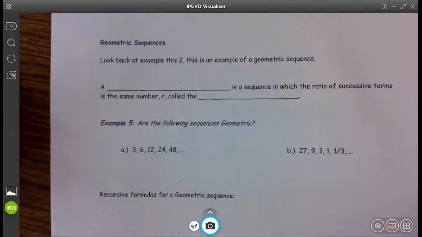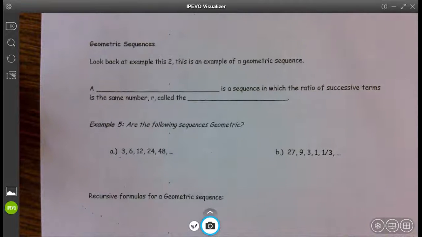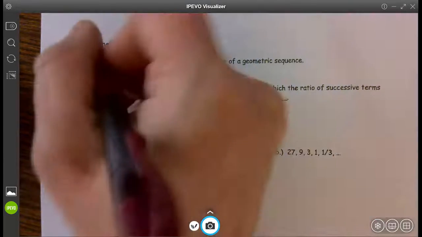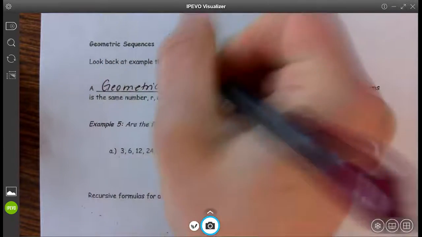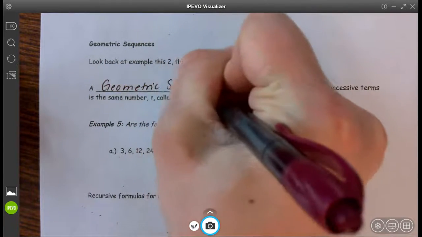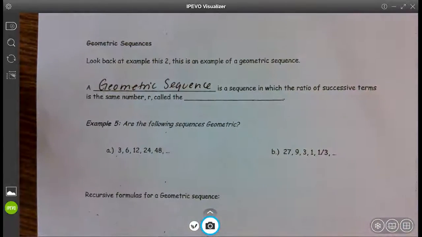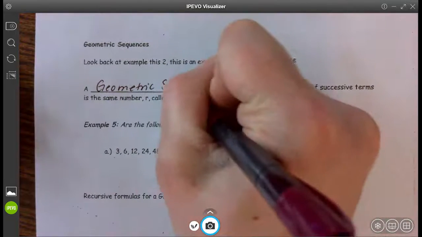All right, now let's talk about geometric sequences. So arithmetic is when you add every single time. Geometric is when there's a ratio of successive terms. So a geometric sequence is a sequence in which the ratio of successive terms is the same number r, called the common ratio.